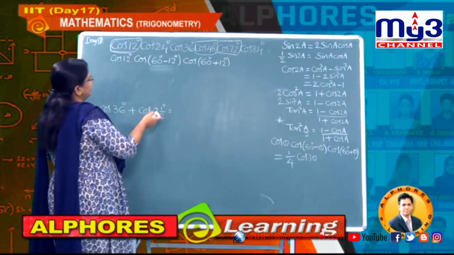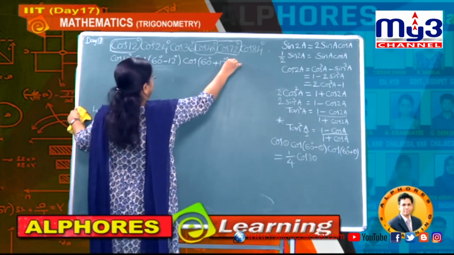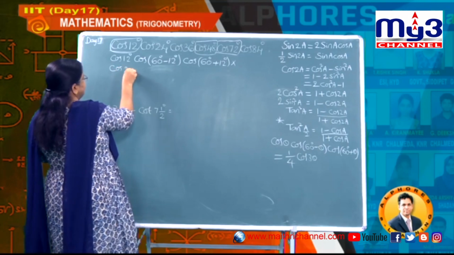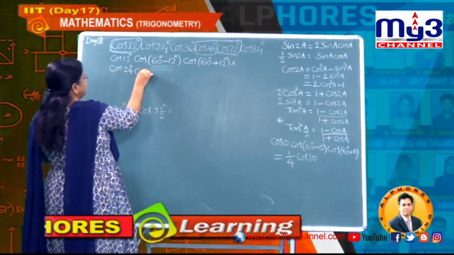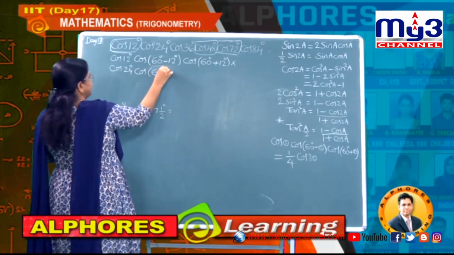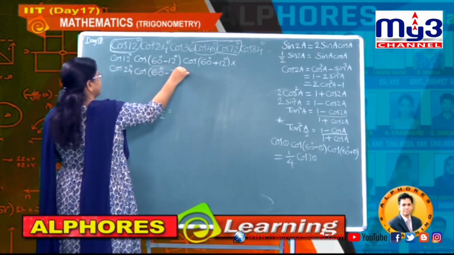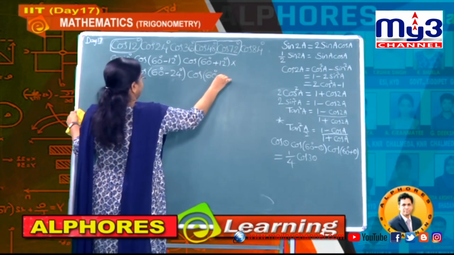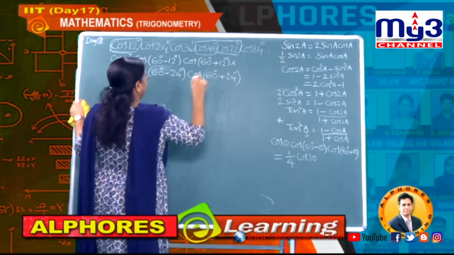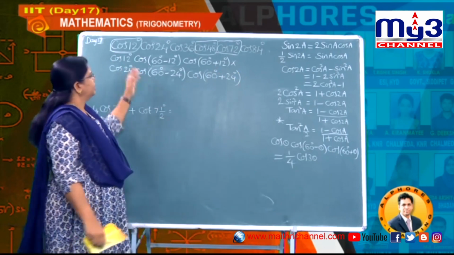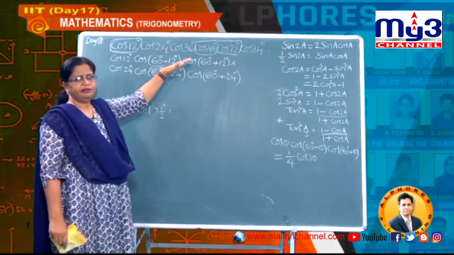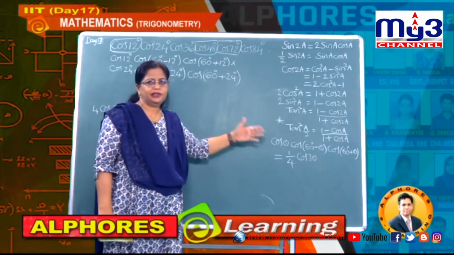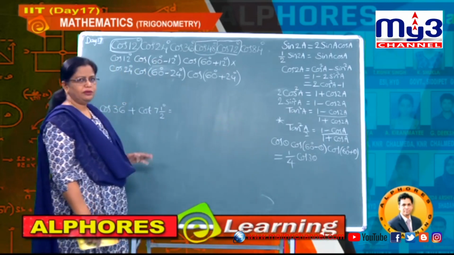And next for the other pair, continuing here, it is cos of 24 degrees, and the next value cos 60 minus 24 degrees, and into cos of 60 plus 24 degrees. Okay. So now you got all the 6 terms, whatever was given in the problem, converted into a standard result like this. Now you can make use of the formula.